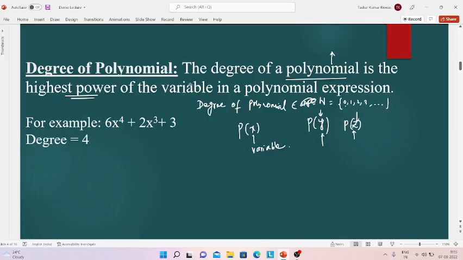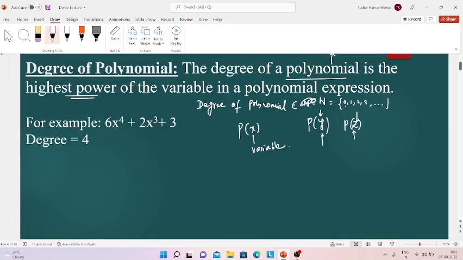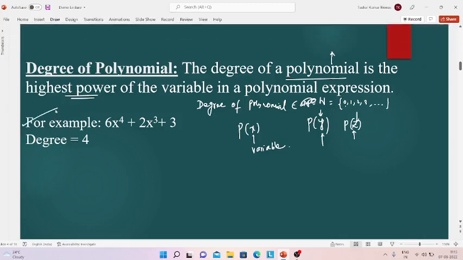So it will vary. Let me discuss one thing. The first example is given like 6x to the power 4 plus 2x to the power 3 plus 3. Here you can see whether this is a polynomial expression or not. First of all we have to check whether the expression is a polynomial expression or not. If it is, then we will move to the second step, which is what will be the degree of the polynomial, right?